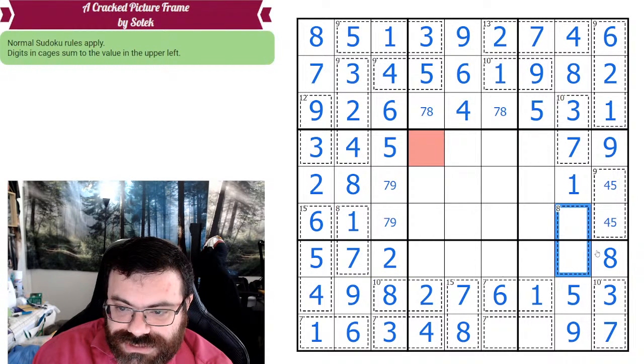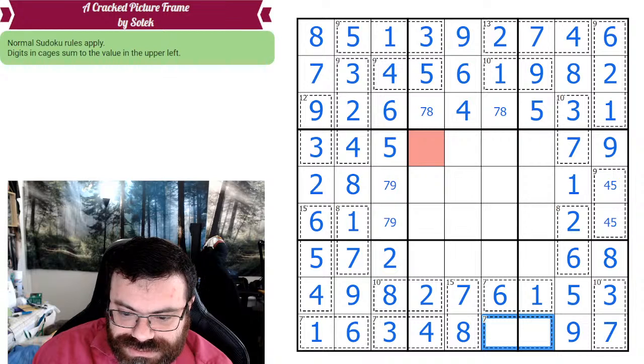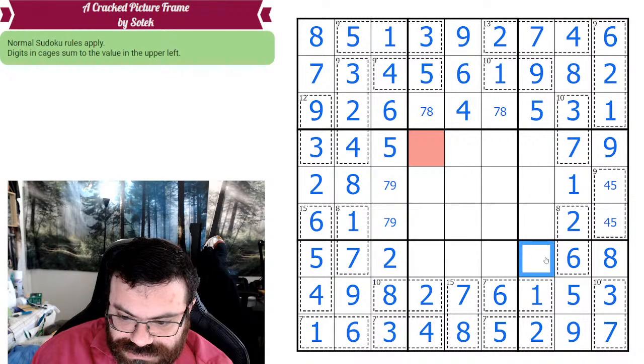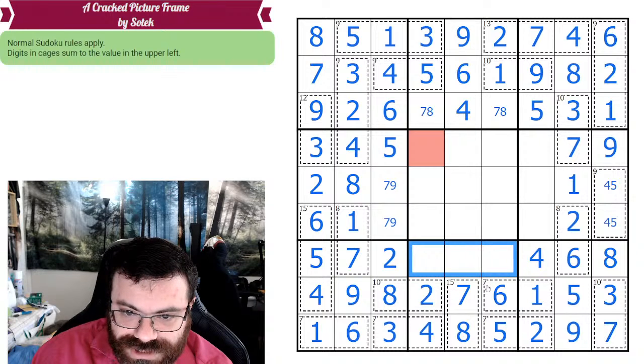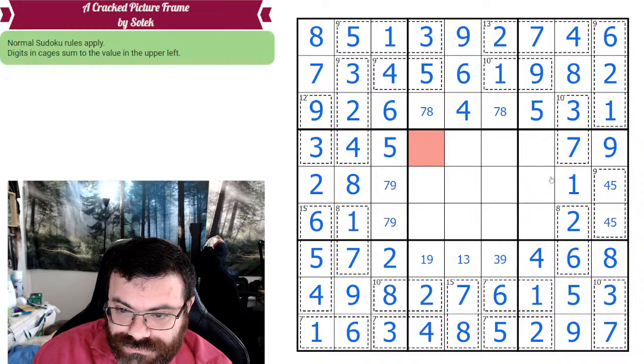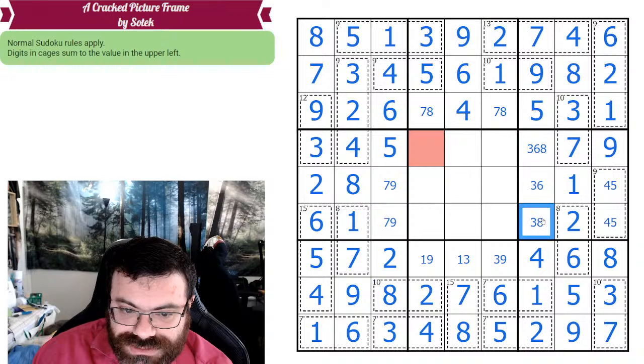The 8 cage is 2, 6. It's resolved. This cage is 2, 5. It's a 4. I need a 1, 3, and a 9. Okay. 3, 6, 8. It's not an 8, that's not a 6, that's not a 3.